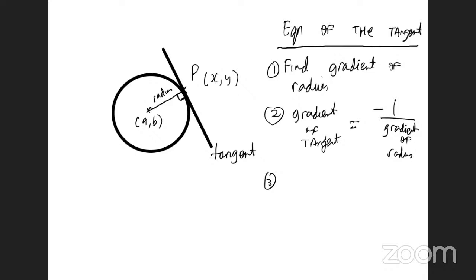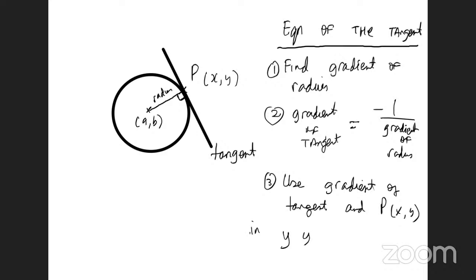Number two, gradient of tangent. Number three is to use the gradient of tangent and the point P, which is (x, y), in the equation y minus y1 is m by x minus x1. Copy that down and let's do an example. Actually, I'll make you do the example. Copy down 3 steps.